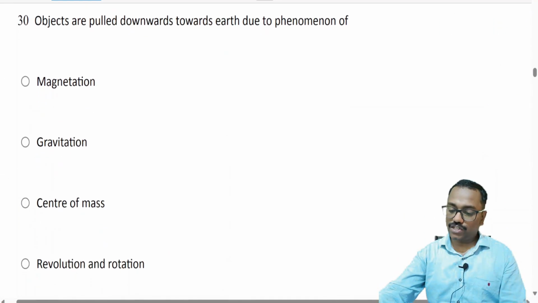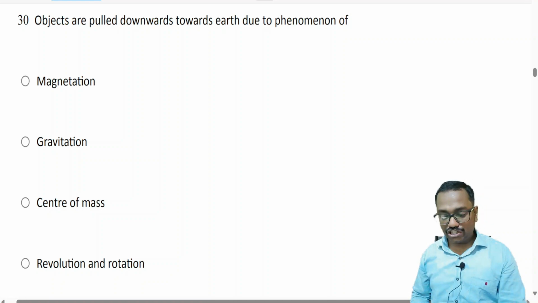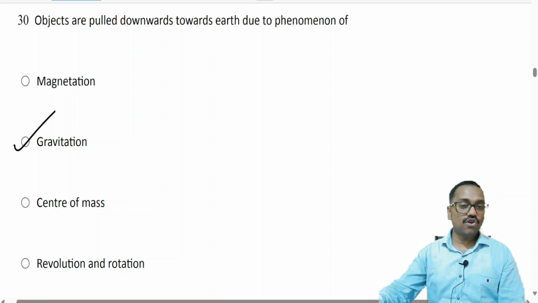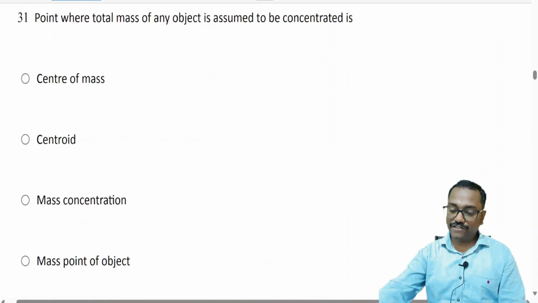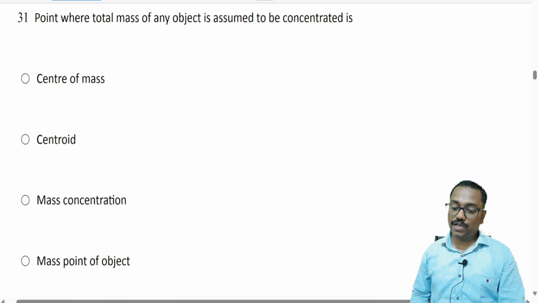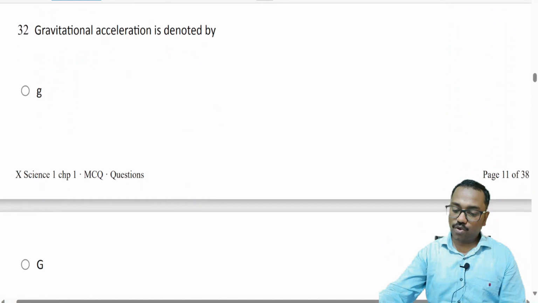Next, 30th question. Objects are pulled downwards towards Earth due to the phenomenon of magnetation, gravitation, center of mass, revolution and rotation. This everyone knows, it is due to gravitation. Next, 31st question. Point where total mass of any object is assumed to be concentrated. It is center of mass, centroid, mass concentration, mass point of objects. So its answer is center of mass. 32nd question.